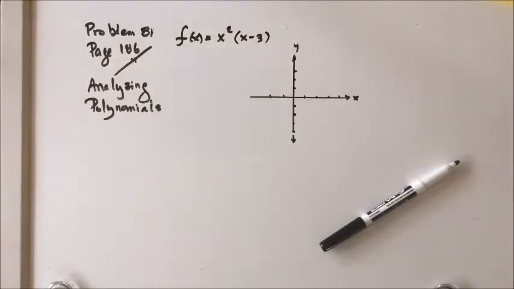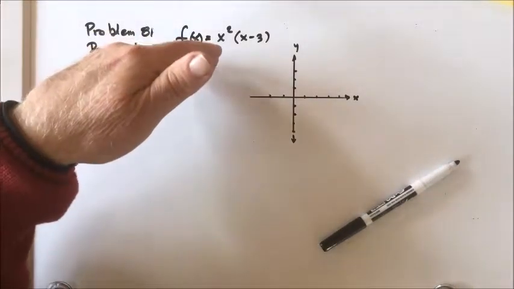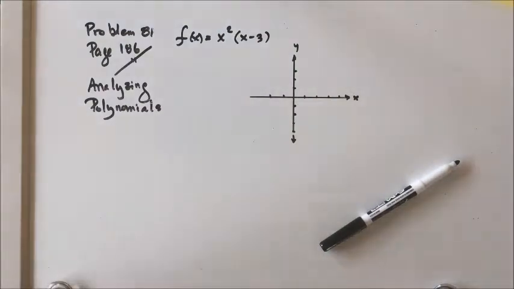All right, here is problem 81 on page 186. It is a sister to your assigned problem 84. In both cases, we're analyzing polynomials. We're taking the equation and we're essentially drawing the graph. And your book has a procedure. Sort of go to the shelf and pull down the procedure here in order to do this.